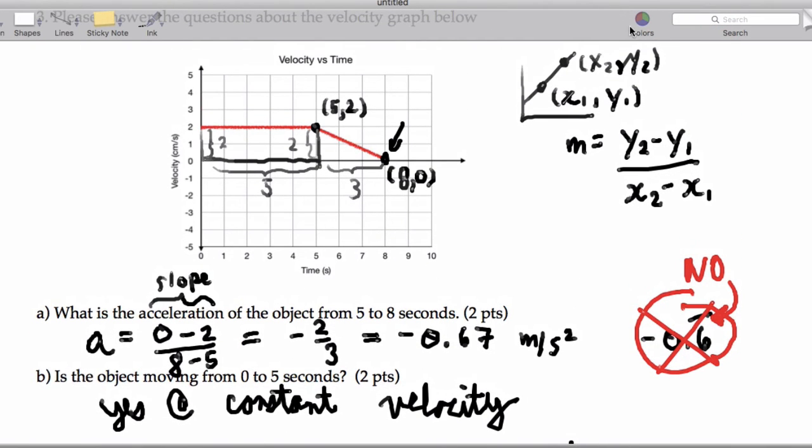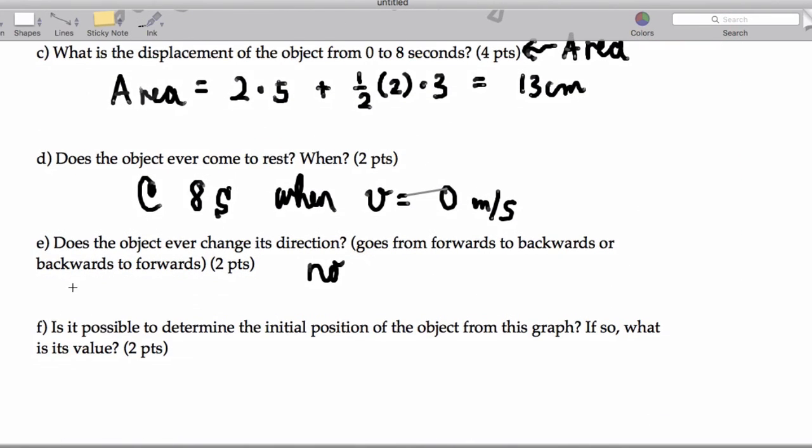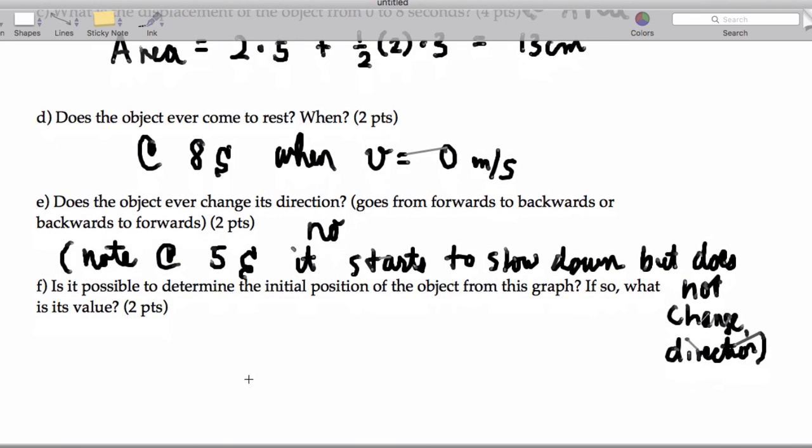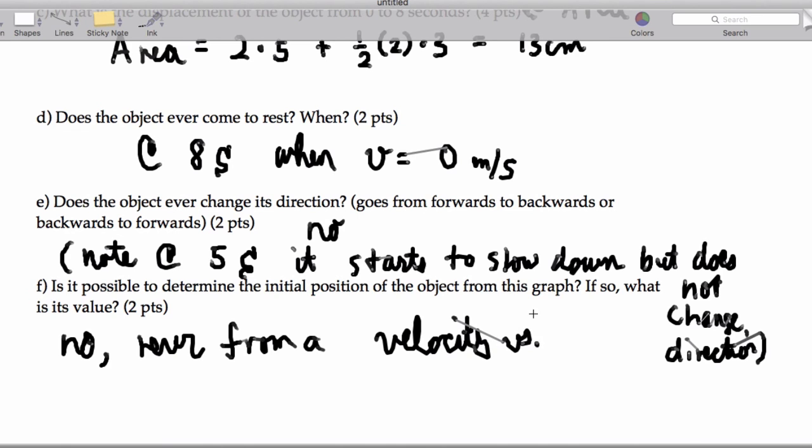Right here, I saw some people think that it slows down at 5 seconds. So I'm going to make a small point here. Note, at 5 seconds, it starts to slow down, but does not change direction. And then for part F, the answer is no, never from a velocity versus time graph. All right, so that's it for question number 3.